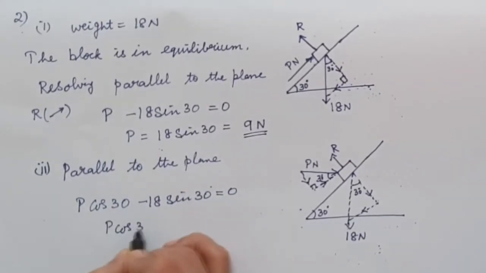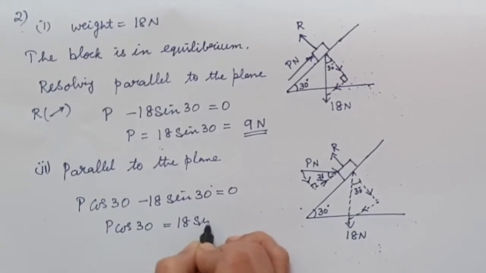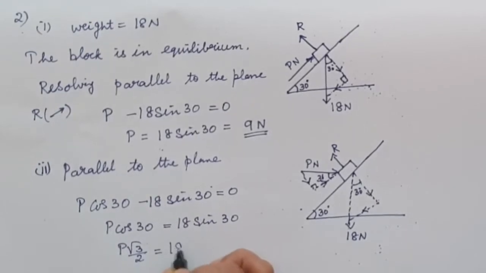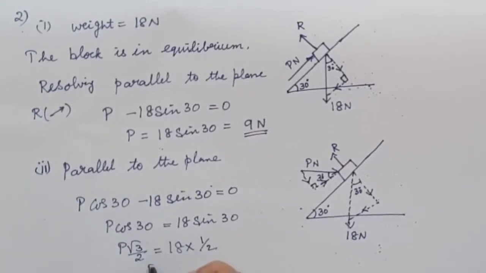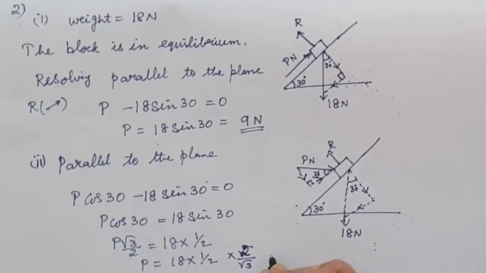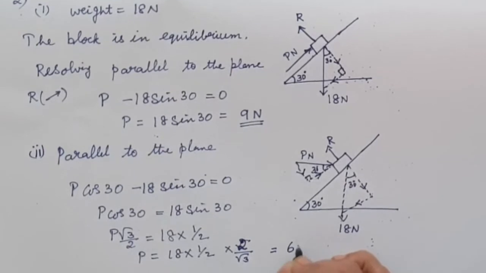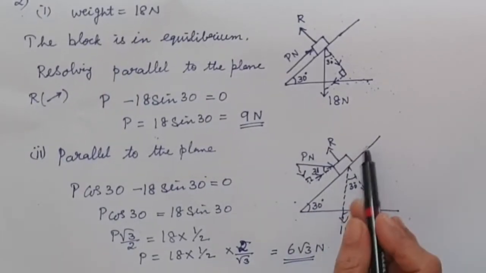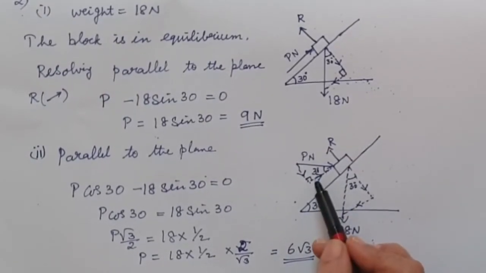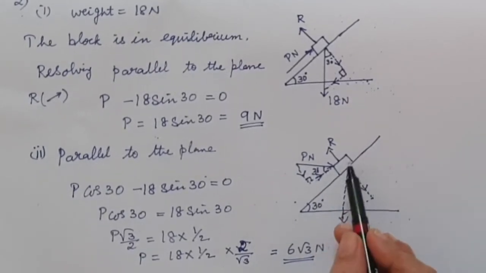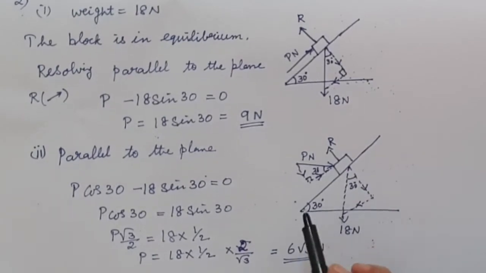So P cos 30 will be equal to 18 sine 30. That is P into root 3 over 2 equal to 18 into half. So P equals 18 into half into 2 over root 3. When we simplify this, we get 6 root 3 Newton. If you want, you can write this as a decimal as well. In this case, the plane is given as a smooth plane, so we are not considering the frictional force. In case it is a rough plane, then we'll consider the frictional force also which acts on the particle.